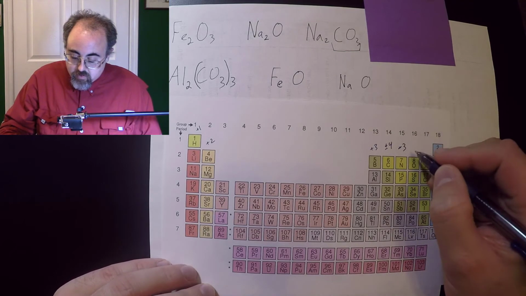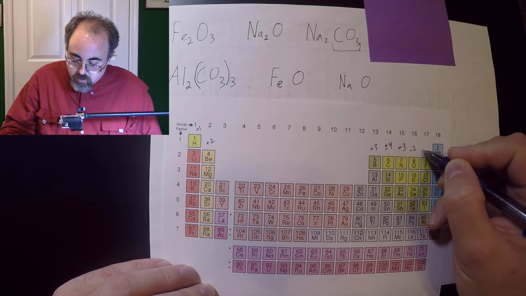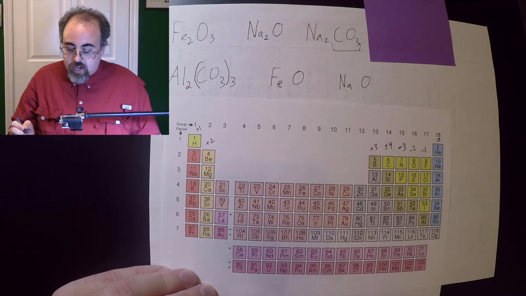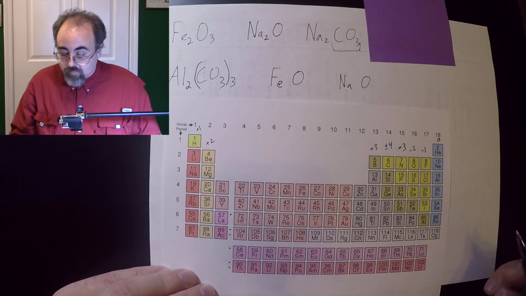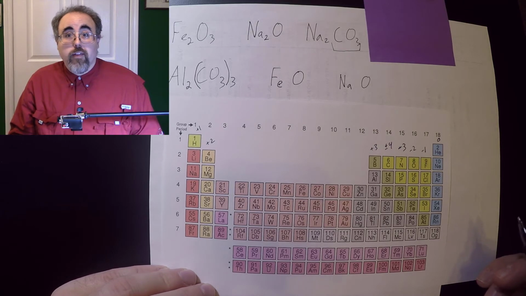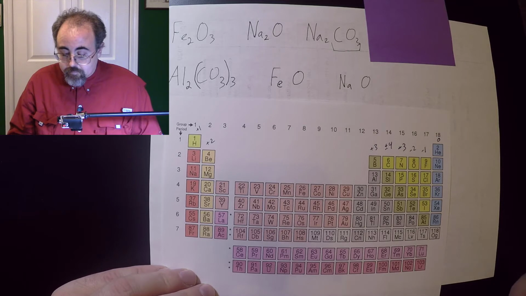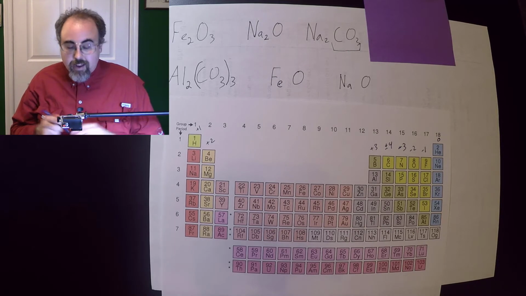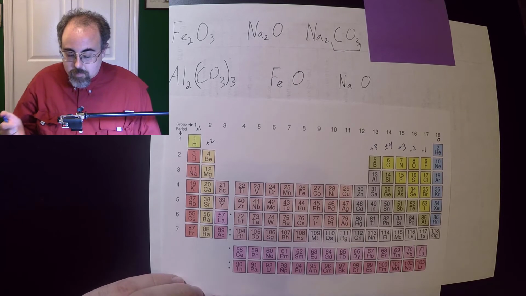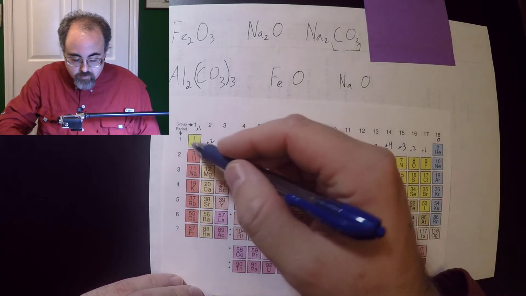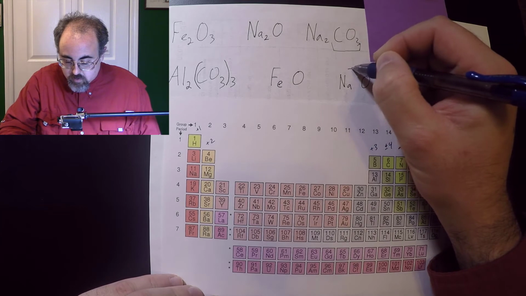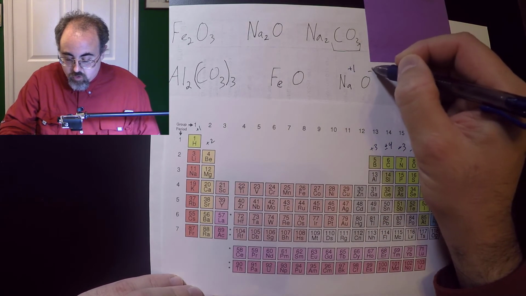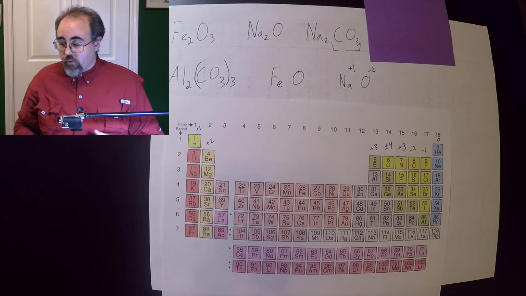Okay, so group 16 is -2, group 17 is -1, and group 18 is noble gases. They really do not want to form an ion or react with anything. They're very happy just being themselves. Okay, so now I can look at my sodium oxide, and I can tell my charge by looking at my periodic table. I see my sodium. My sodium is in group 1, so I can tell that sodium is +1. I look at my oxygen, it's a -2. So now I know the charges.